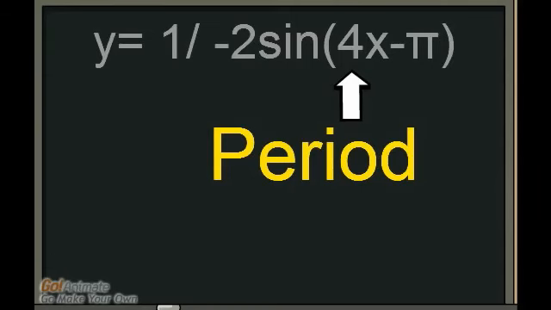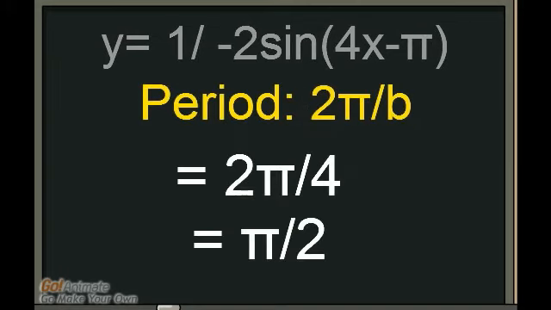Moving on, period is located in front of your x. It determines the distance of one full cycle. To solve for the period, take the formula which is 2 pi over b. In this case, our b is 4, evaluate it and simplify it. 2 pi over 4 which turns out to be pi over 2.